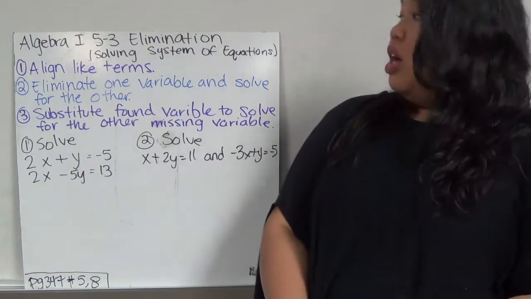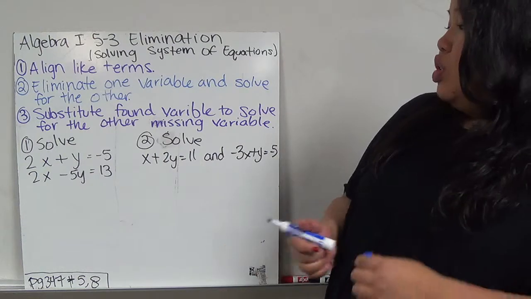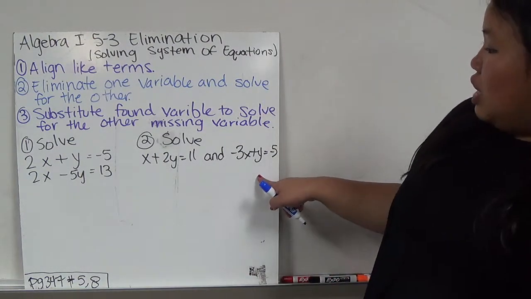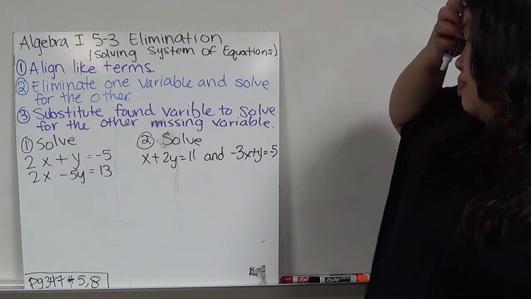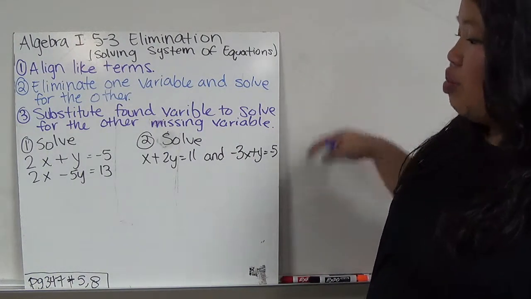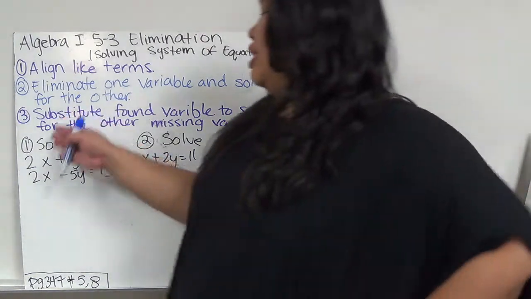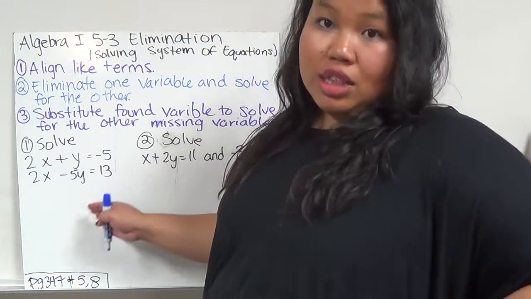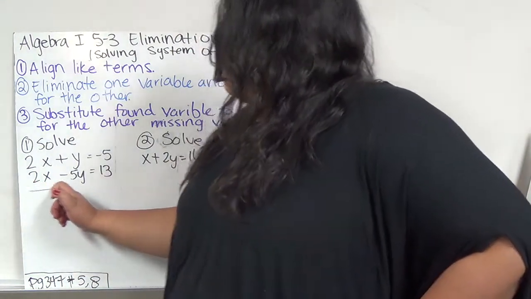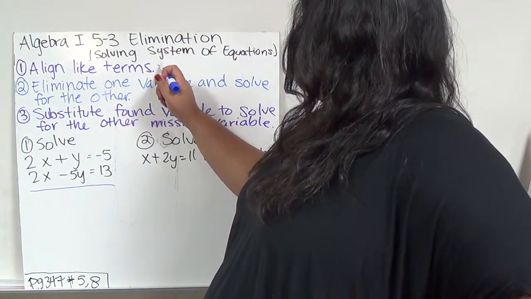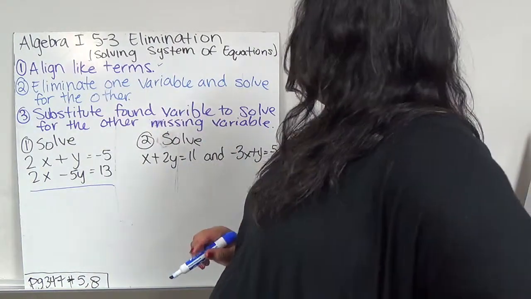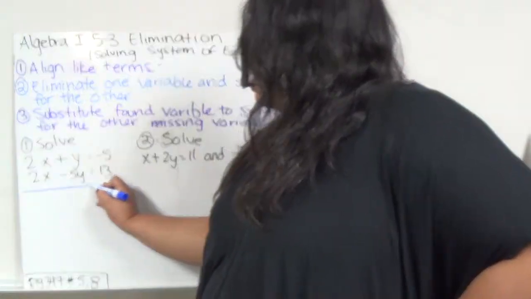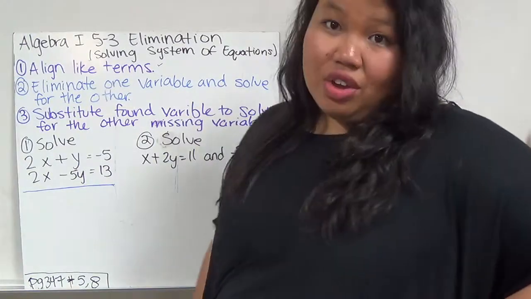It applies to everything. So what you're going to do is first align the terms, because sometimes, for example, this one is not so lucky. Sometimes you have to rearrange an equation, but the x's have to line up, the y's have to line up, and the constants have to line up on the other side of the equal sign. Once I put it in that format, like terms aligned, I'm going to eliminate one variable and solve for the other. And I can eliminate by adding or subtracting them together.